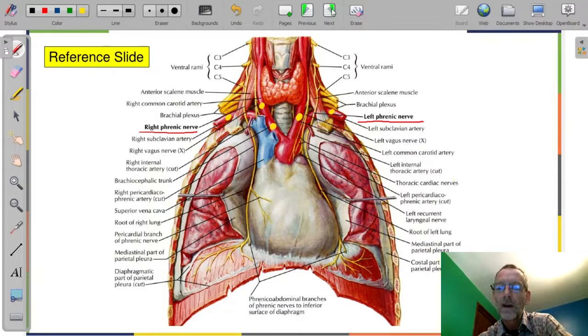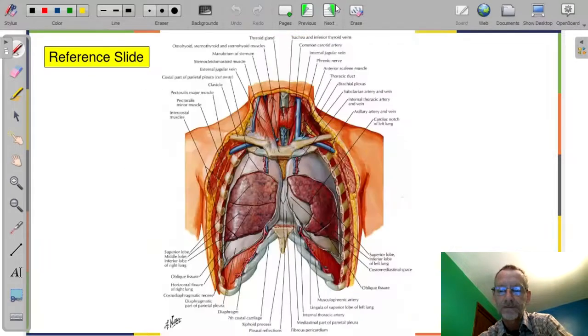So, next slide shows more of the same. More superficial. Again, there are some blood vessels that you can identify that are on your list of vessels to know. These are pretty easy to spot in this diagram. Again, pleural membranes, sternocleidomastoid.